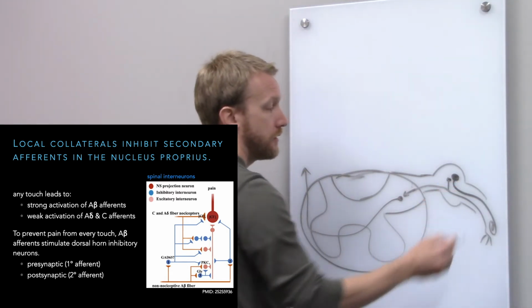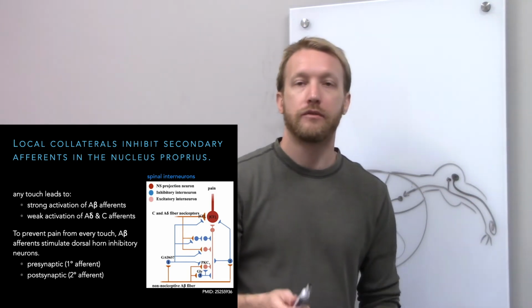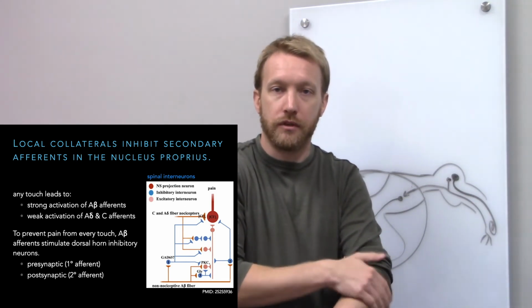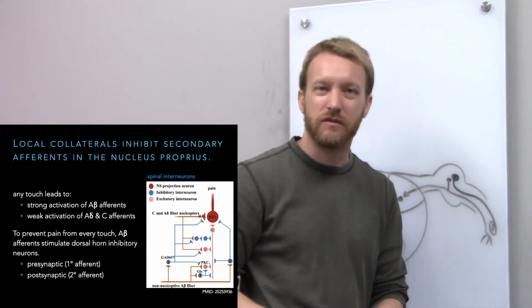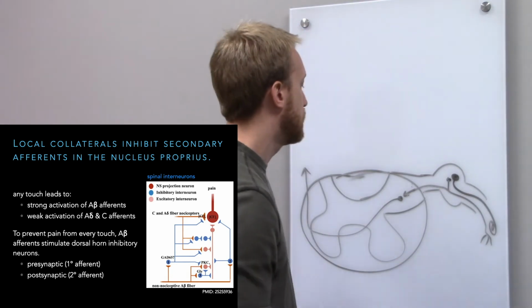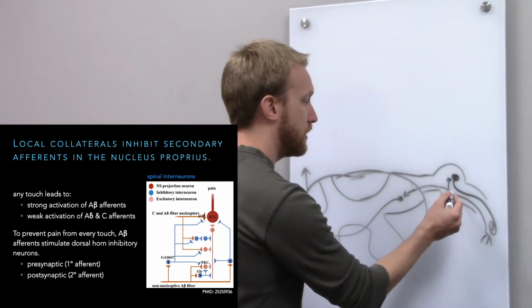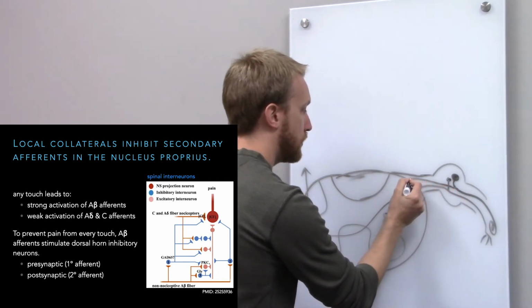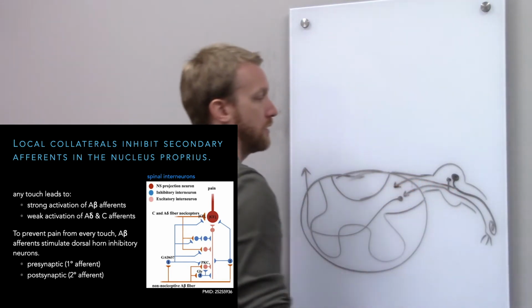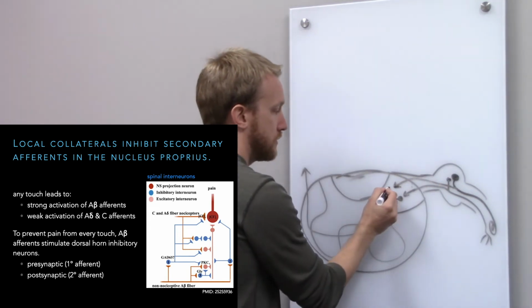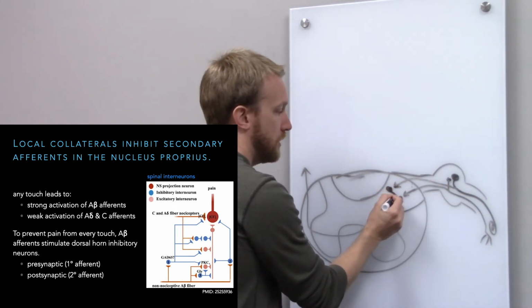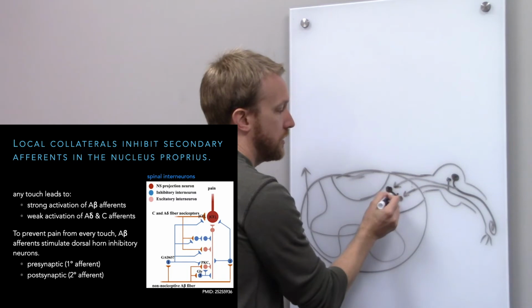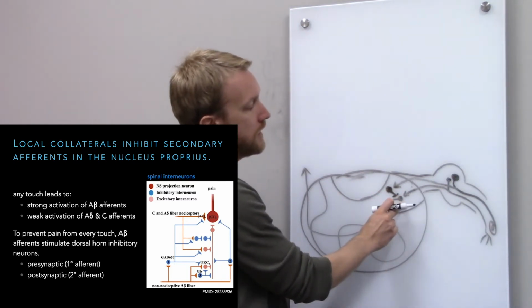Now, you've probably noticed that if you experience pain, you can rub the area that hurts and it feels a little bit better. I mean, it's not like morphine, but it feels a little bit better. Well, that's because these non-painful fibers stimulate inhibitory interneurons that inhibit pain.